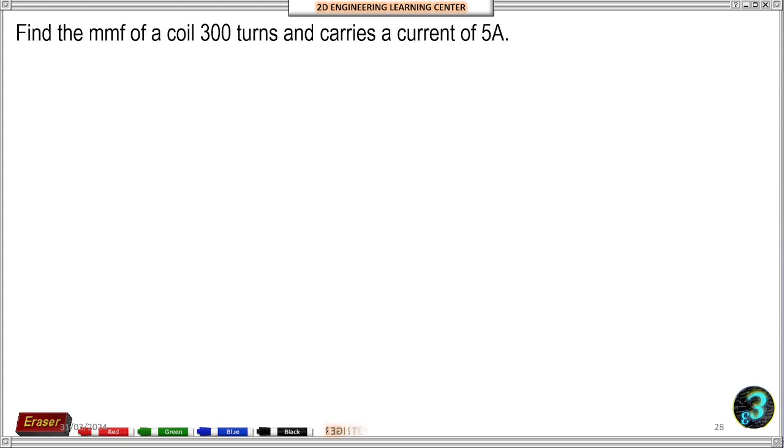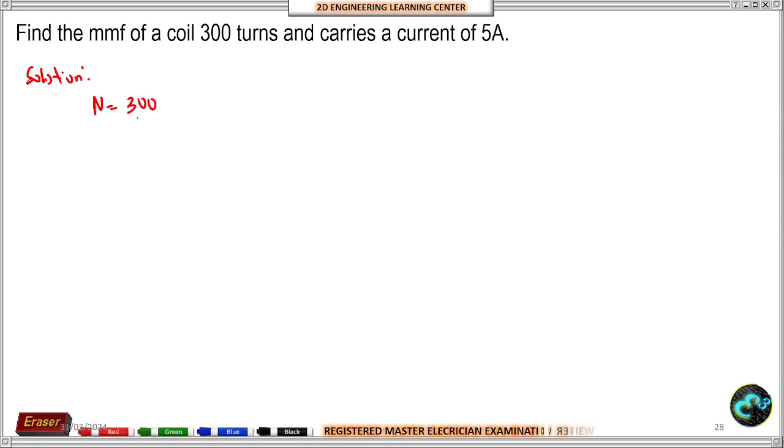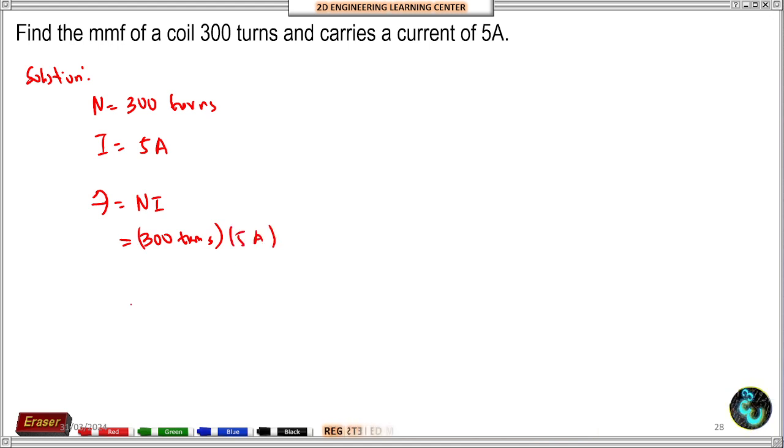Okay, so find the MMF of a coil of 300 turns that carries a current of 5 amperes. So hinahanap dito is the magnetomotive force. Okay, so yung number of turns natin is 300 turns, habang yung ating current is 5 amperes. So our magnetomotive force is N times I. So we have 300 turns times 5 amperes. So that is equal to 1,500 AT, or ampere turns.